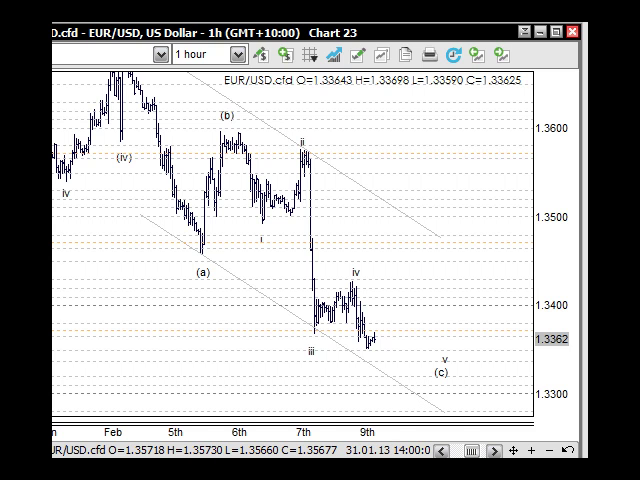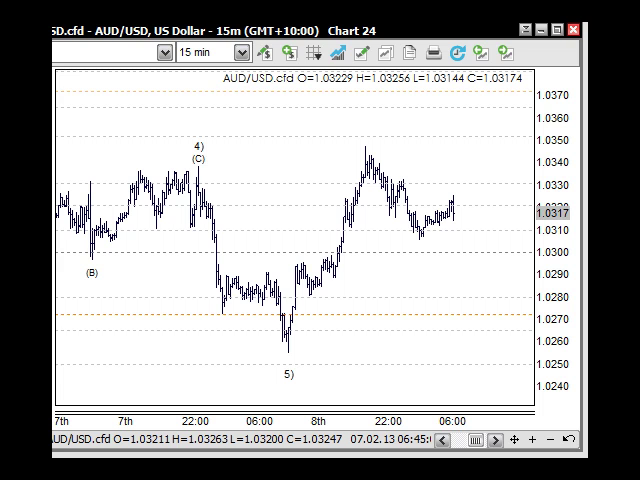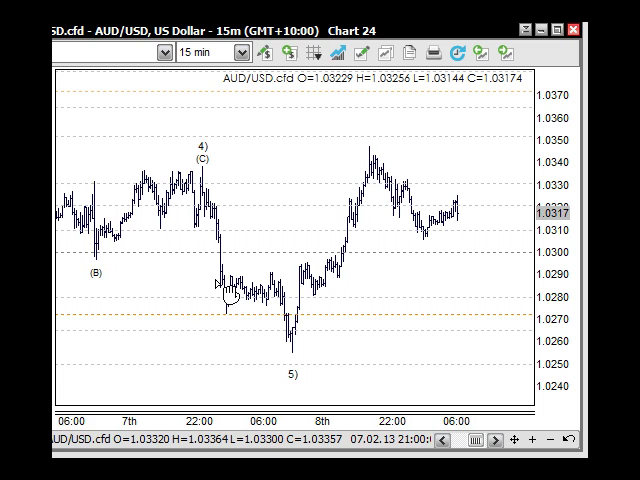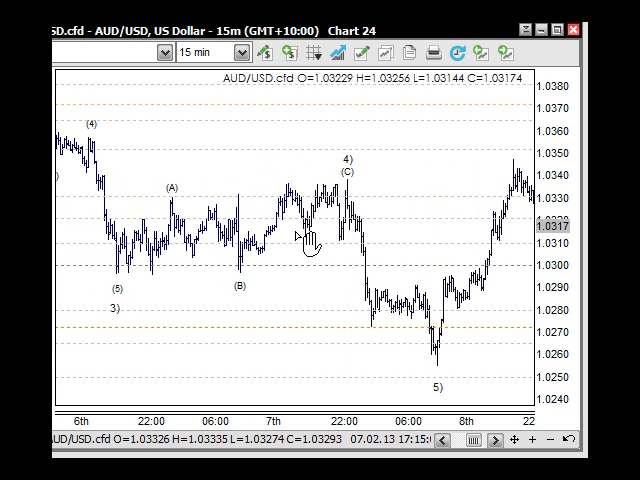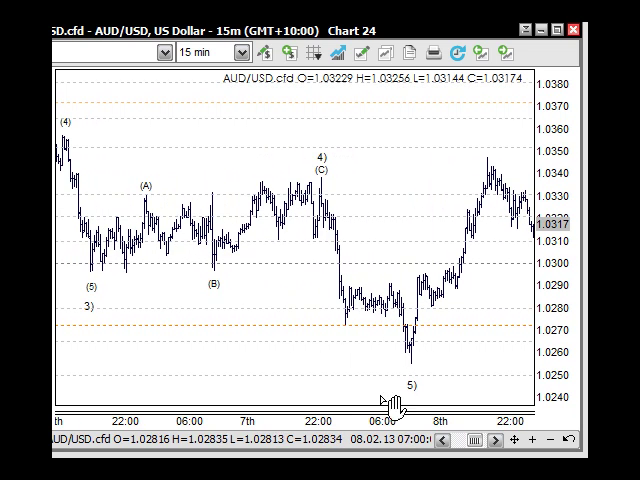The Australian dollar here, as you know, yesterday we were looking for wave 5. This is that little wave 4 that we're looking for. So wave 5 is coming into play now. We can see the strong 3rd wave here and the little 4th wave here, quite similar to this one here.